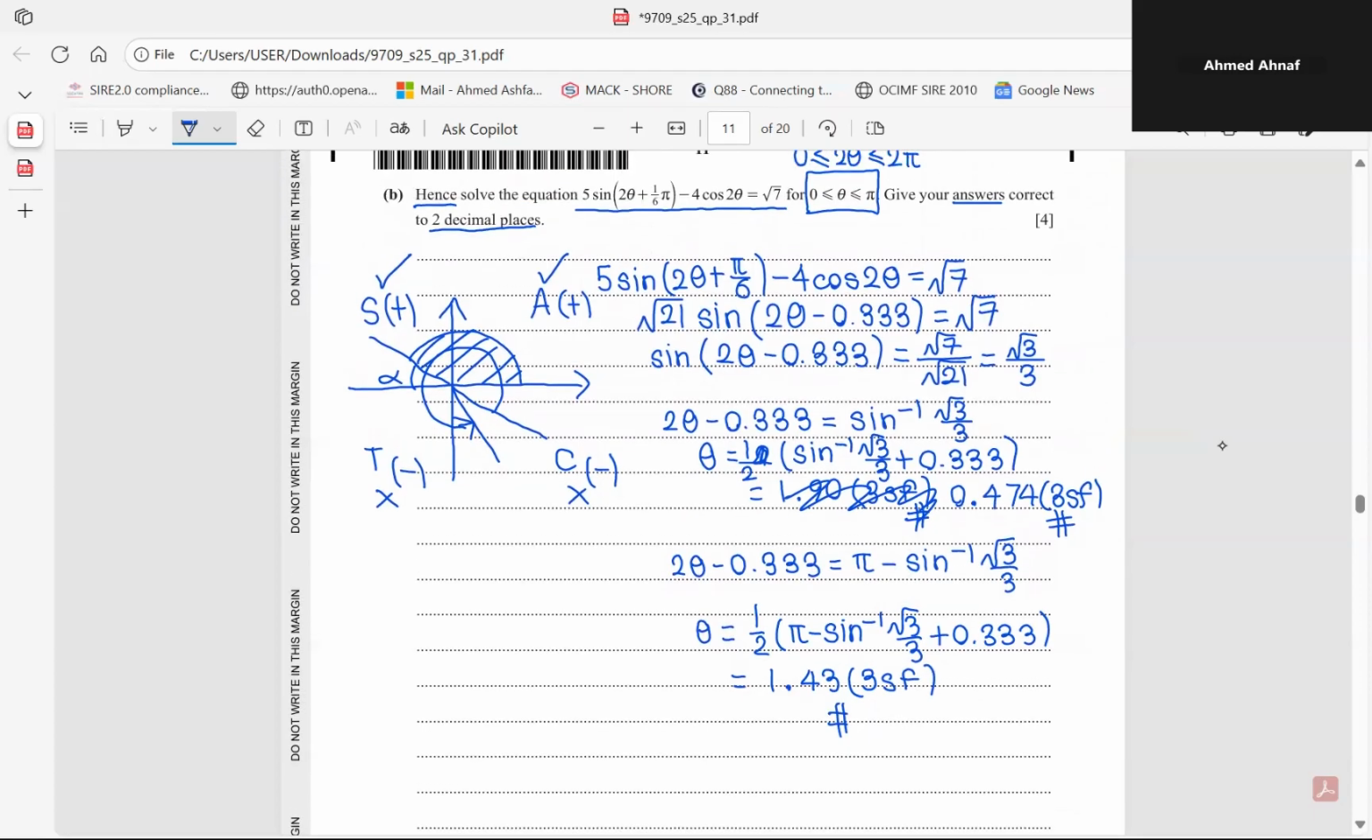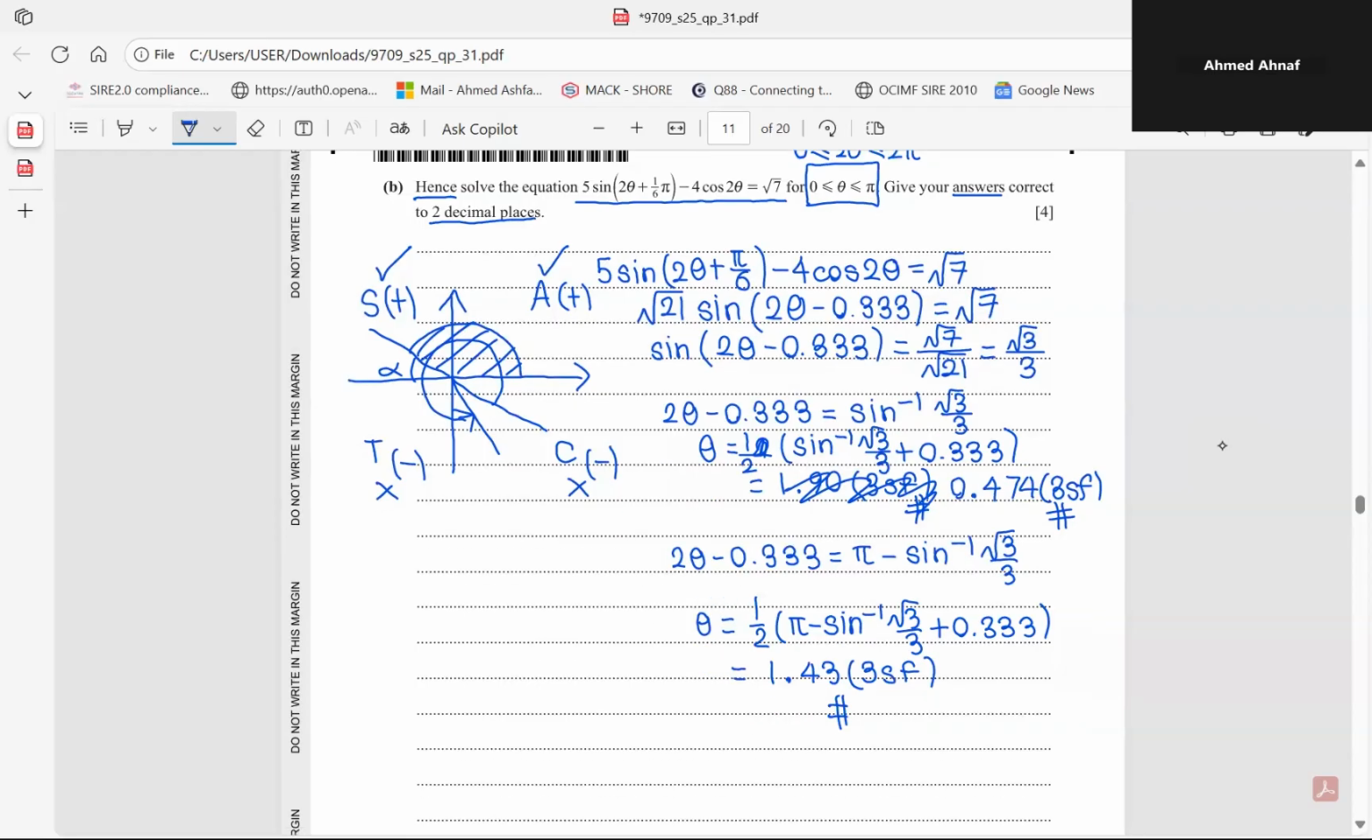So these two are final answers, and if you want to confirm whether your answers are right, just substitute the exact values for θ back into this equation and see if you get √7 or not. So let's head on to the next question.